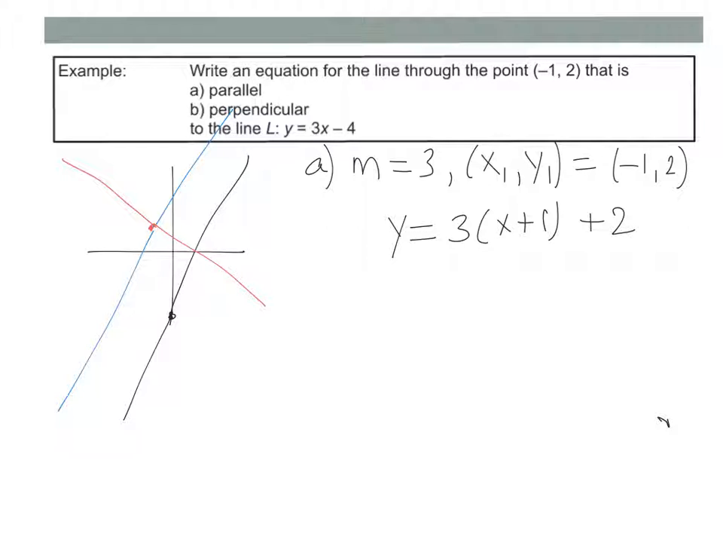Okay, so for B, because it still goes through the same point, the only thing that changes is the slope. What's my slope going to be if it's perpendicular? -1/3. So my equation is exactly the same. It's just y equals -1/3 x plus 1 plus 2.